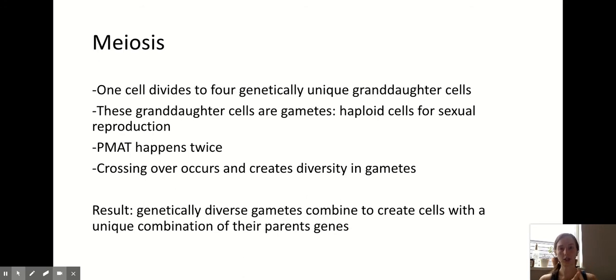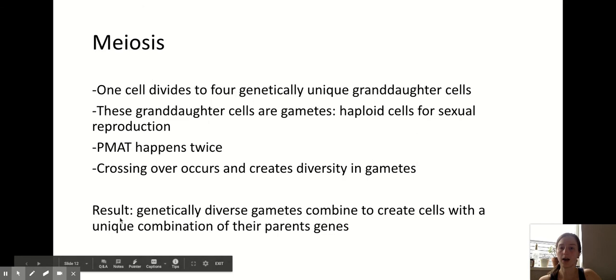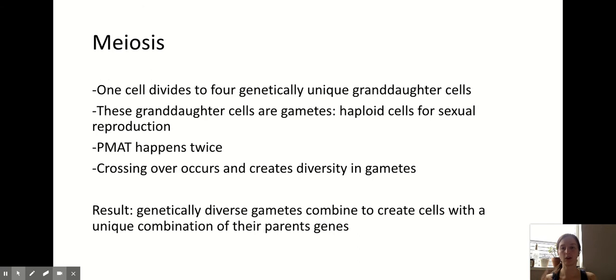So recombination and just having one copy of each chromosome are two ways that siblings can be totally different, even though the eggs and the sperm come from the same two people. Okay, so we've got genetically diverse gametes. They combine to create cells with very unique combinations of the parents' genes. So you can have like 10 siblings, and all of them can be very different, just depending on that recombination and which copies and combinations of each chromosome they get.